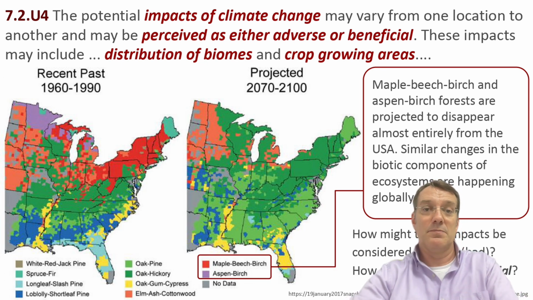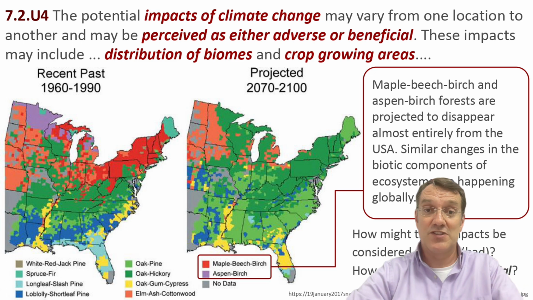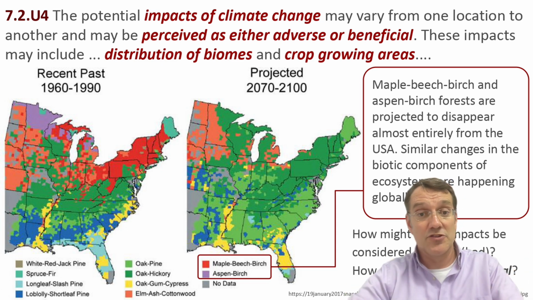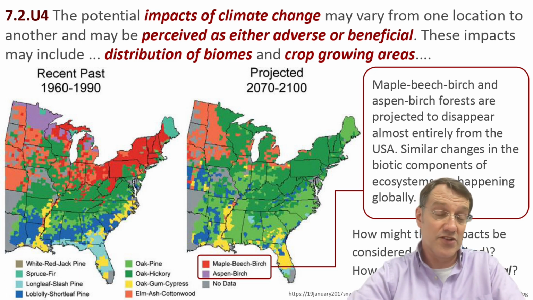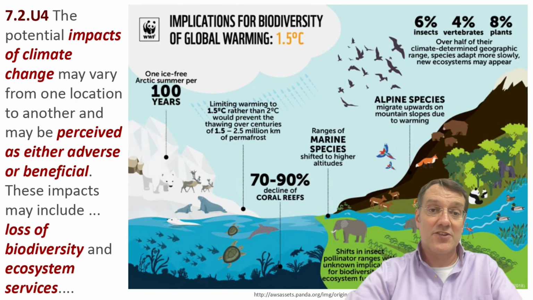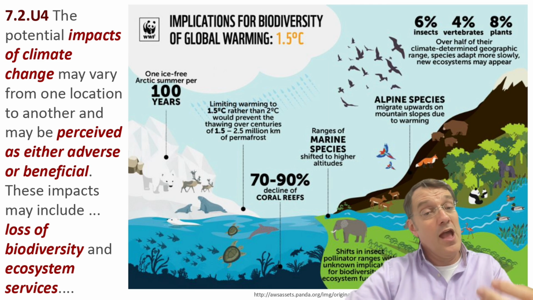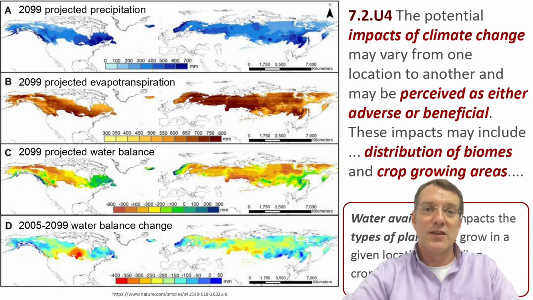These changes happen because different tree species have specific temperature and precipitation requirements. As climate conditions shift, areas that once provided ideal conditions for certain forest types may not be able to support them anymore. This has cascading effects on everything from wildlife habitat to ecosystem services like water filtration, erosion control, and carbon storage.